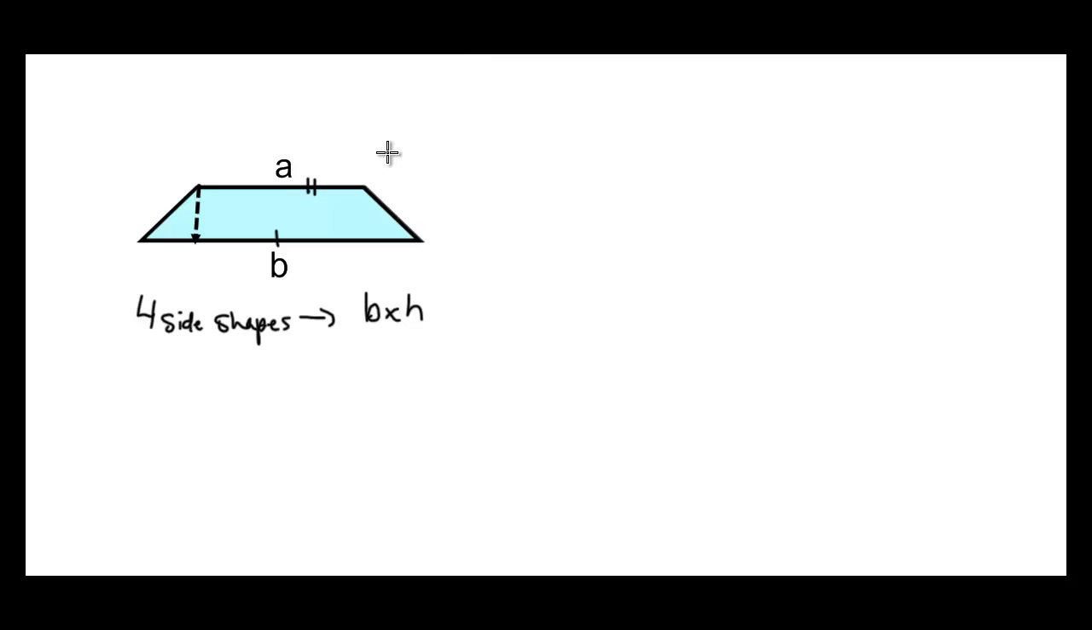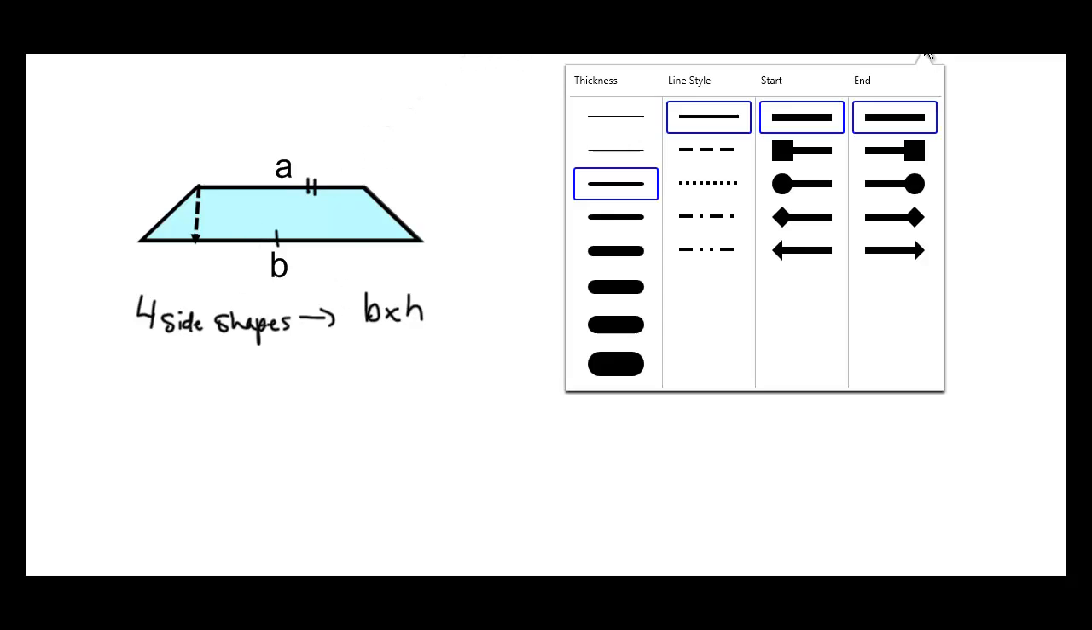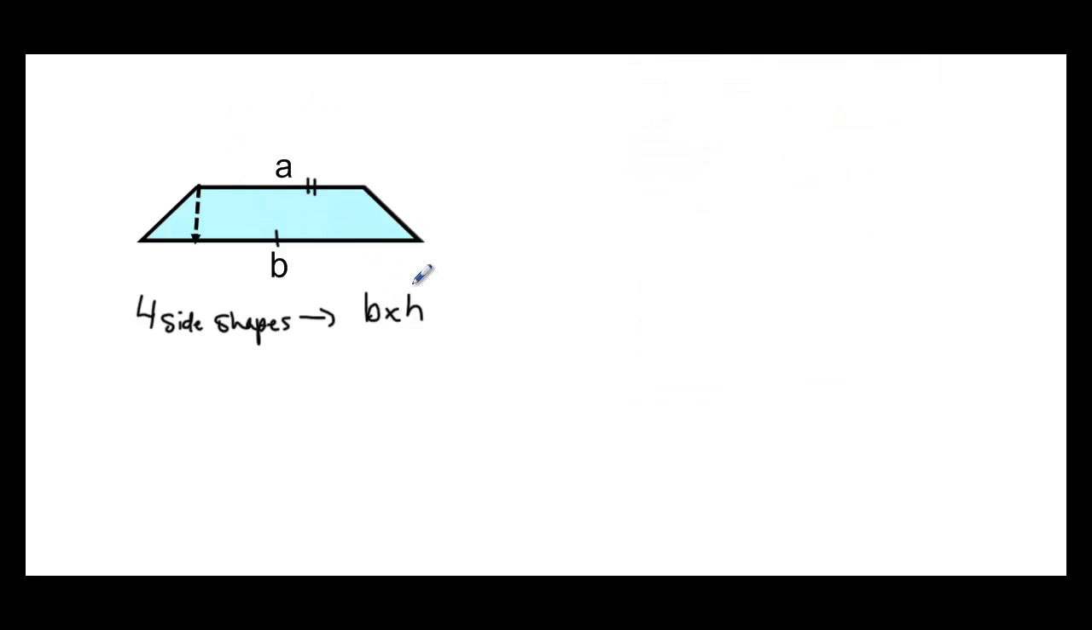Okay, so we can see that the height is right here, or it could also be here, or it could be anywhere along that line as long as it goes from the top of the shape down to the bottom of the shape. So that determines the height. However, what do we use for the base? Is it A? Is it B? That's the tricky part. So we need some consistency.